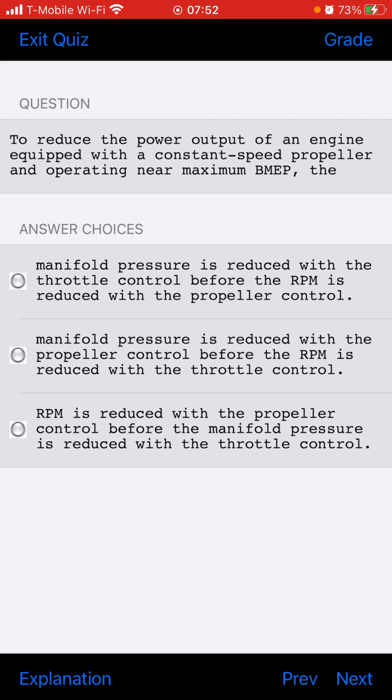What is the purpose for dynamic dampers? Well, I believe dynamic dampers reduce the engine vibration. Correct.